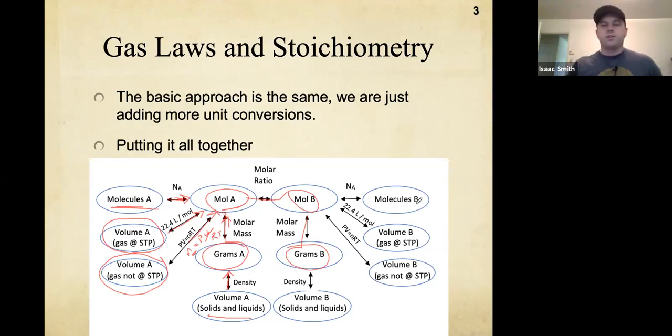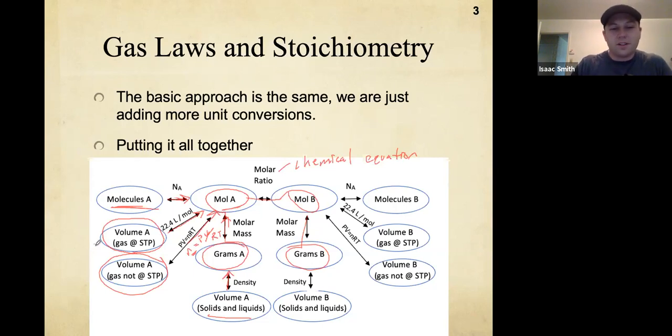And then the same is true on the other side. You notice that the only way to cross between A and B is your molar ratio, and this comes from the chemical equation. I guess I shouldn't say it's the only way. Well, okay, sorry, this isn't totally complete. Add this little part in.